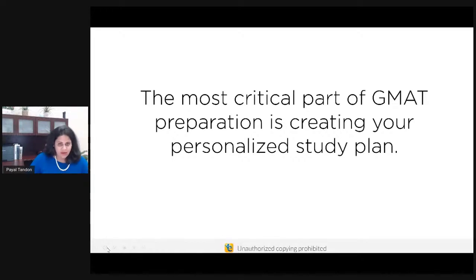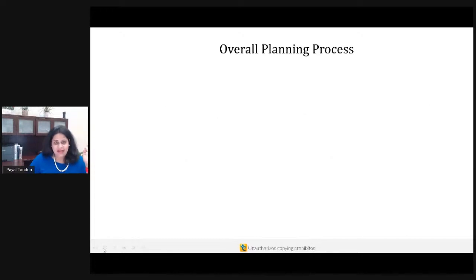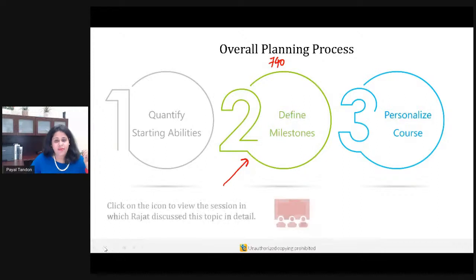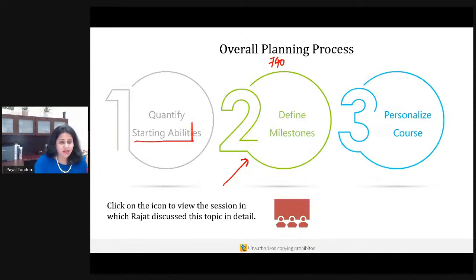Now, the most critical part of GMAT preparation is creating your personalized study plan. This is something that Rajat talked about in detail in our previous live session. Just to reiterate a few points from that, the overall planning process really constitutes 3 things. The first one, you need to quantify your starting abilities. The second one, you need to define your milestones. What are your target milestones in order to get to that overall GMAT score of, let's say, 740 or 760, or whatever your target score is? And then how do you utilize that information to personalize your course so that you can get to your target GMAT score based on what your starting abilities are and what your target subsectional abilities are in each of the 5 subsections that are tested on the GMAT.